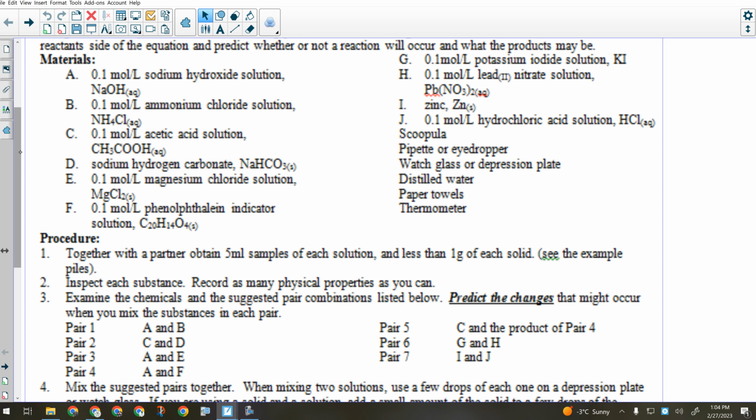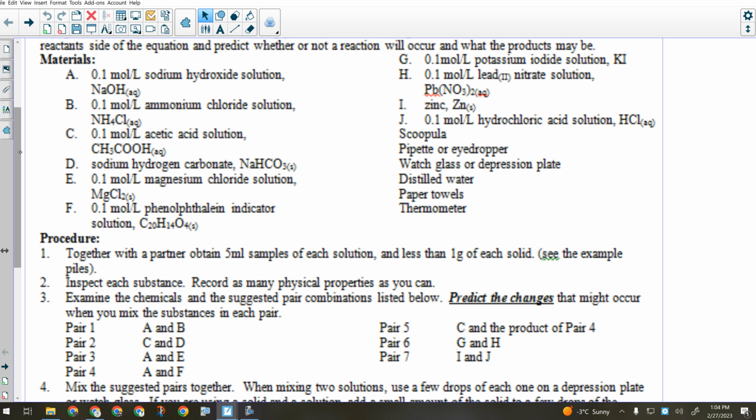Okay, and you're mixing that with sodium hydrogen carbonate, which is also commonly known as baking soda. You've done this reaction before, so you kind of know what's going to happen there, except that I made the vinegar uber concentrated. Okay, so it'll be a little bit more fun. And then for pair number 3, you're going to mix, again, sodium hydroxide, but this time with magnesium chloride. See what happens. Okay, in pair 4, you're going to mix, again, sodium hydroxide.